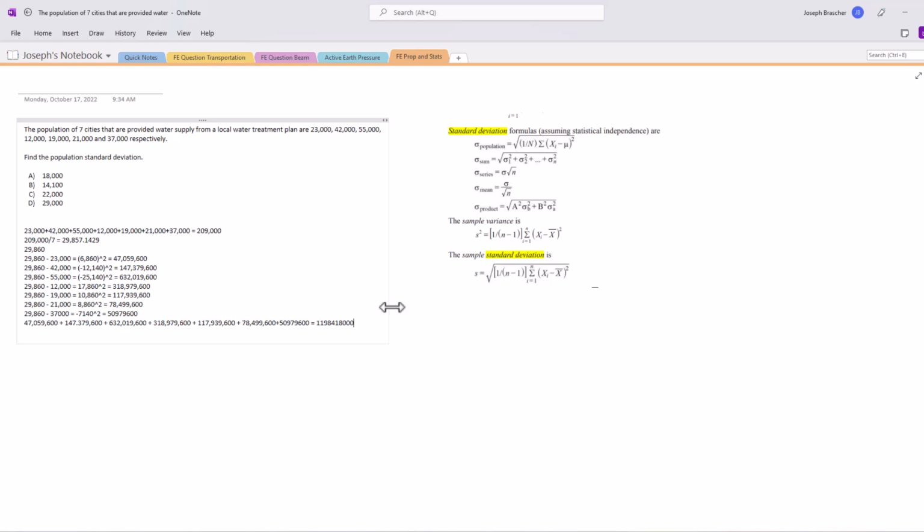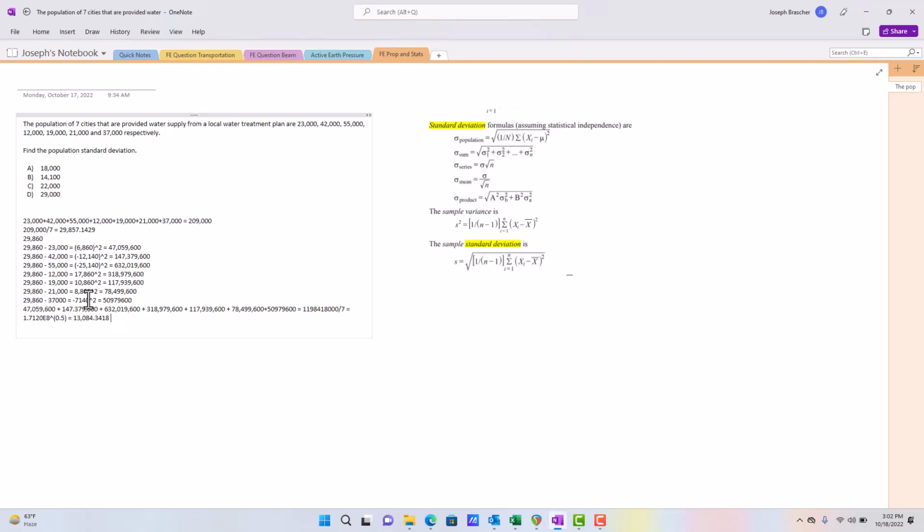We're going to divide it by 7 because there were 7 cities in this population set. Okay, so we have 1.712E8. And now we're going to take the square root of this number, so raise it to the 1/2 power. And so our final result here is 13,084. So in this case, I would go with answer B.